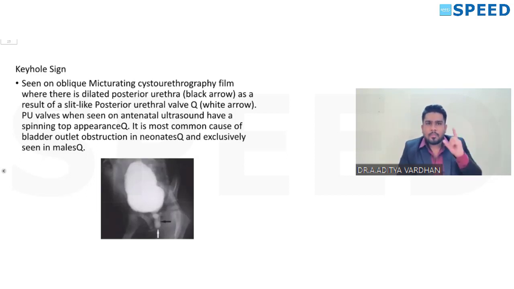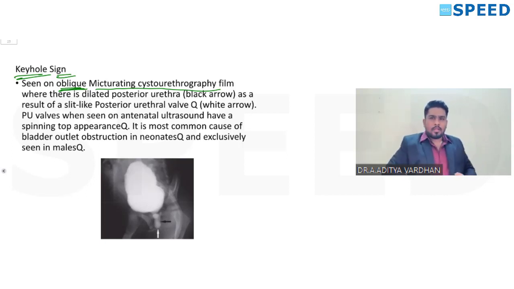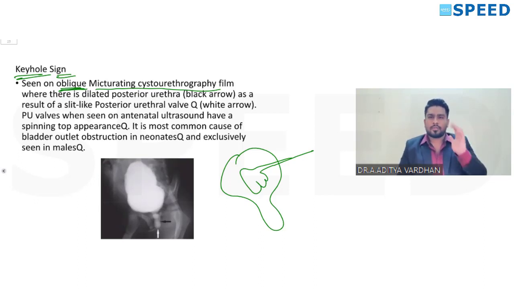Here is the same discussion, but I want you to remember it. Keyhole sign: when it is appreciated, sir, you will be performing a micturating cystourethrography, and the view you must take is an oblique view. Instead of a straight view, a little bit of slanting view like this. This leads to the typical appearance of a keyhole. So we will be applying our key, right? Keyhole sign is seen in case of posterior urethral valves.